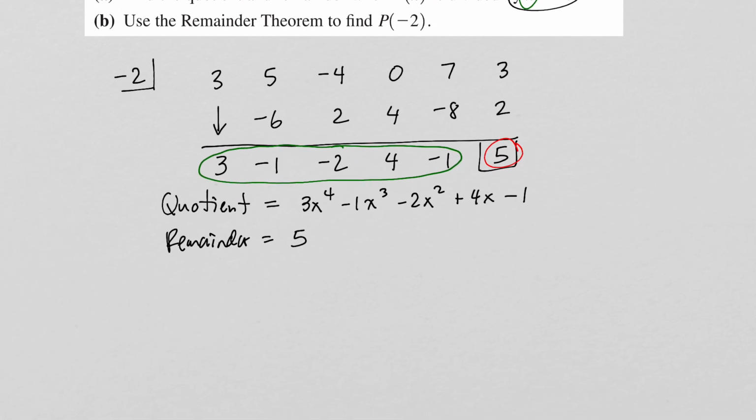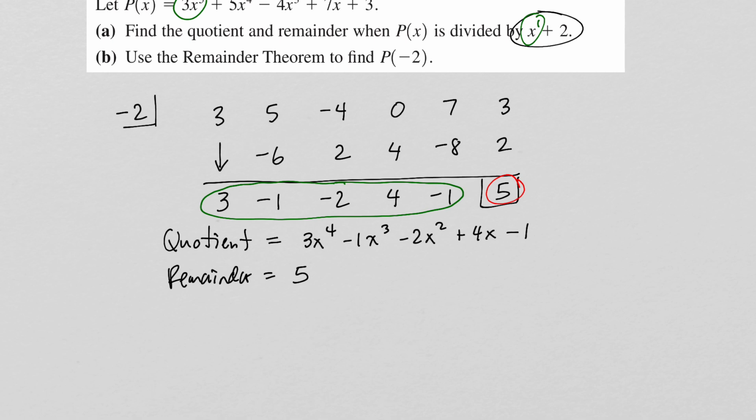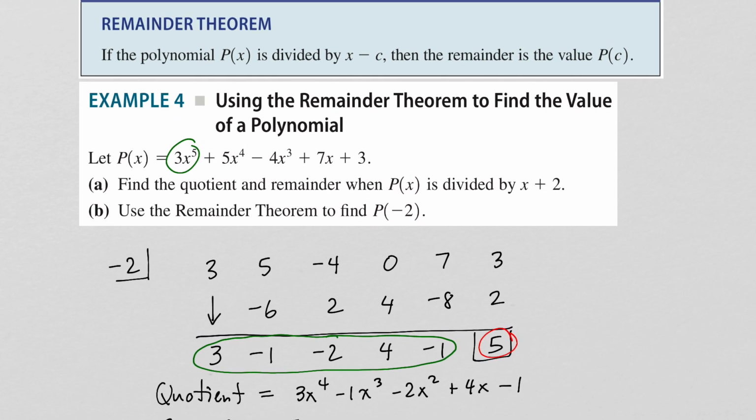Now it says use the remainder theorem to find p of negative 2. Now this is kind of a trick question. We don't actually have to do any additional work to find p of negative 2, because the remainder theorem says when you divide a polynomial p of x by x minus c, the remainder is the value of p of c. So if you are dividing by x minus negative 2, which of course is just x plus 2, then this is going to give you a remainder that is equal to p of negative 2.